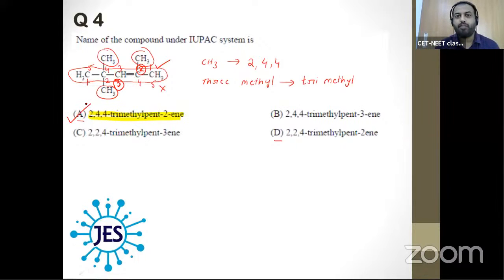The reason why many of you made the mistake is you would have started numbering it from left to right, thinking that you should give the lowest sum to the substituents. Okay? No. First priority is the multiple bond or the functional group. Functional group takes the first priority. Numbering should be done keeping functional group in mind. That is multiple bond, not substituents. So please keep that in mind. That's the reason why I selected this question. Very important. Okay.